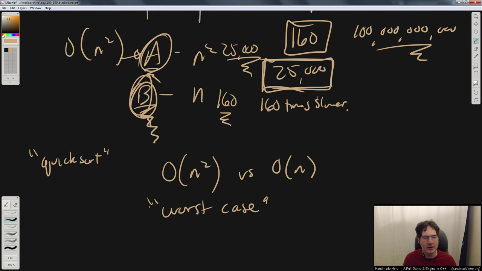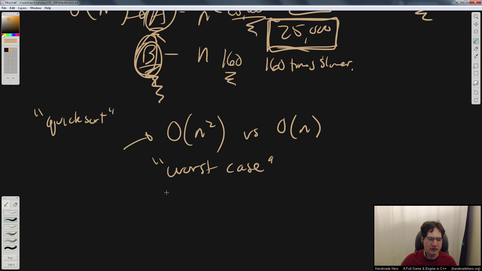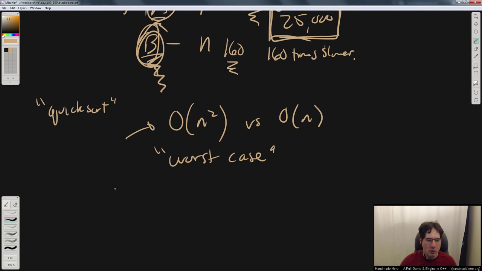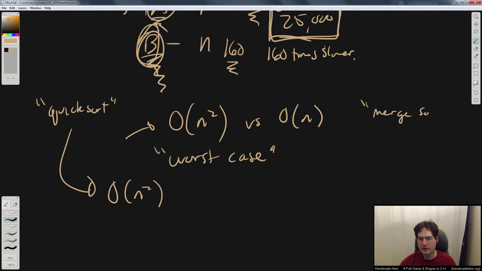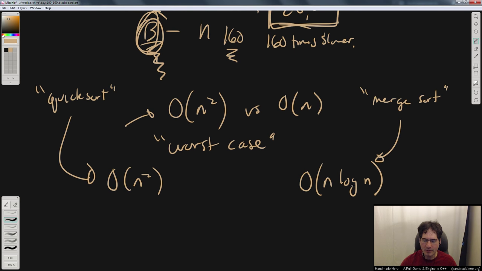And so what might very well happen is there might be a great algorithm that's O(n squared), but it almost always performs its work actually in O(n) time. And so, as is the case with sorts, for example, we know that this is quicksort right here. We haven't talked about it yet. Quicksort is an O(n squared) algorithm, right? Merge sort, the one that I talked about the other day, is actually O(n log n), right? And we talked about what that means, right?